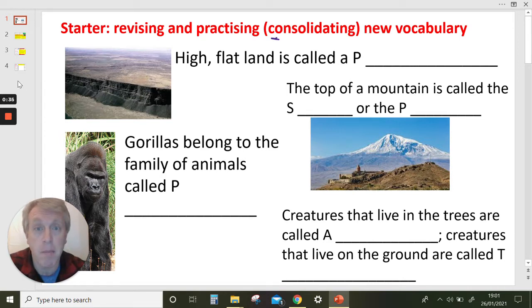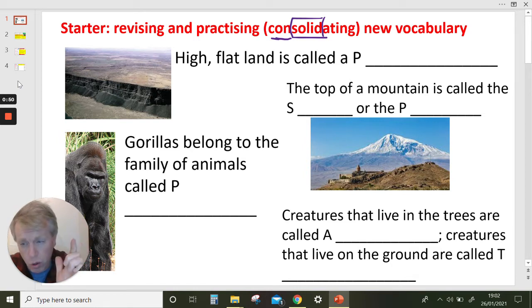Before we do that, we're going to revise, practice and consolidate. I've got this word consolidating up here, which means to make more solid, stronger. We're going to consolidate our new vocabulary. So pause the video and see if you can fill in the gaps using the new words we were looking at yesterday. Pause the video. I hope you did pause the video. If you test yourself and you practice, then you will definitely be better at remembering things.